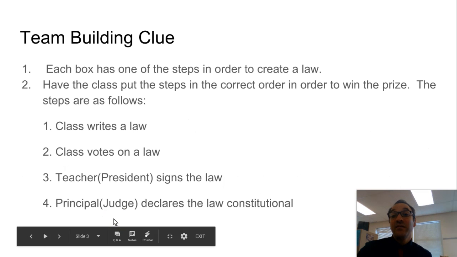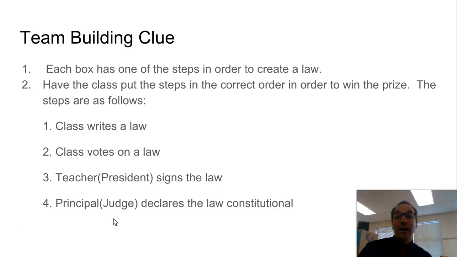Each box has one of the steps in order to create a law. Have the class put the steps in the correct order in order to win the prize. The steps are as follows. Class writes a law. Class votes on a law. The teacher or president signs the law. The principal or judge declares the law constitutional.